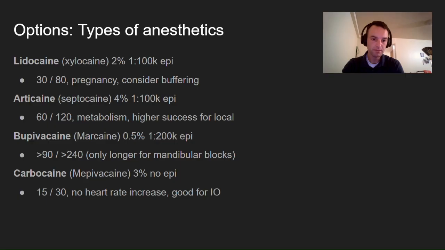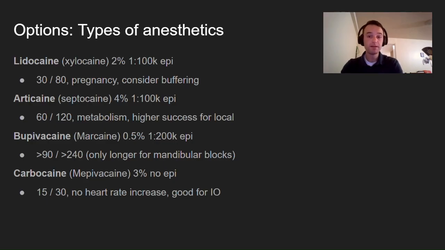Bupivacaine, or Marcaine, is a lower concentration of the anesthetic and epinephrine, and its main indication is for lasting longer for blocks. It doesn't last any longer for local infiltration, so don't use it for a maxillary molar that you want to stay numb longer. But for mandibular molars and premolars, it makes a big difference in how long the anesthesia lasts.